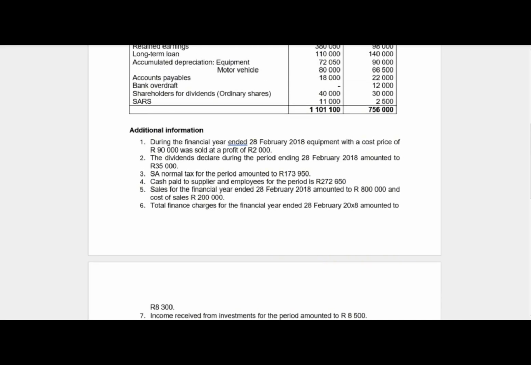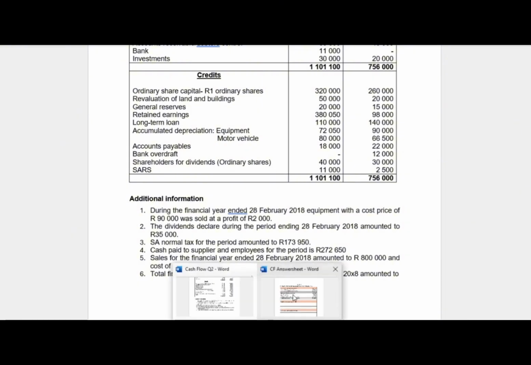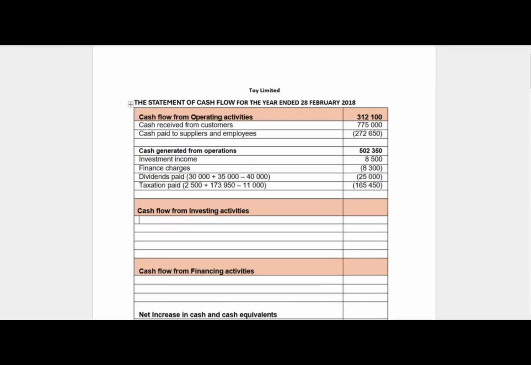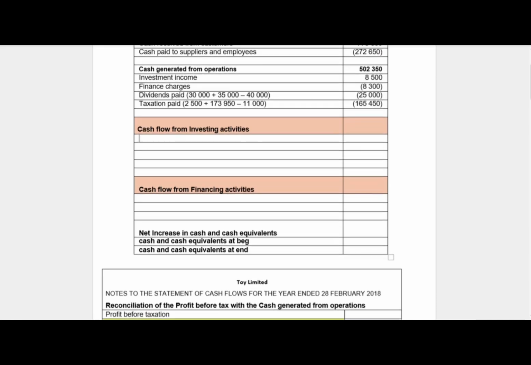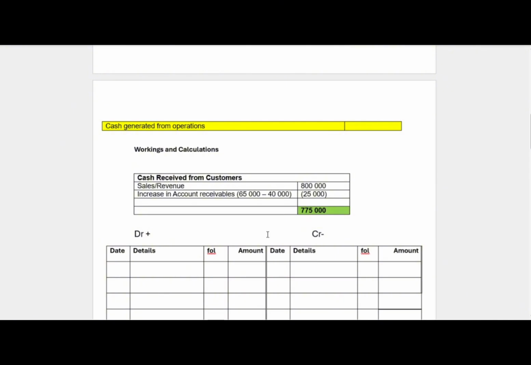So I want us to go and start with calculations for motor vehicle. We are going to prepare a T account, a ledger account for motor vehicle, right? So let's just go there. All right, so you can say motor vehicle, you can just say vehicle, no problem. Motor vehicle account or just vehicle is still okay.